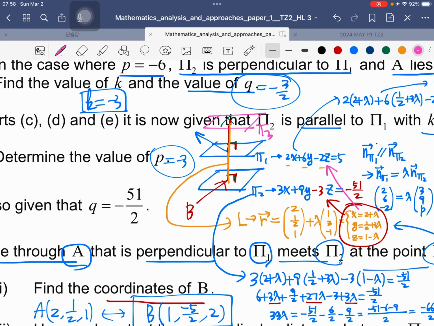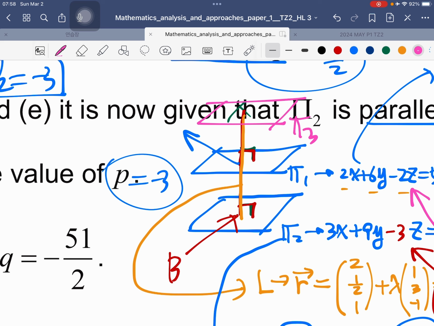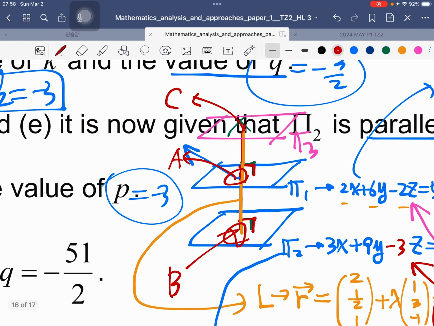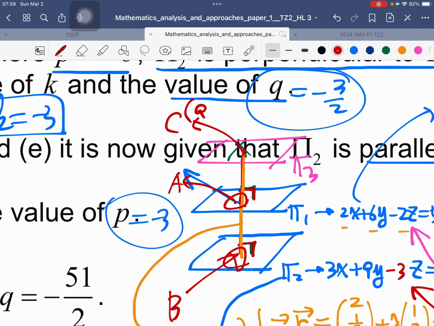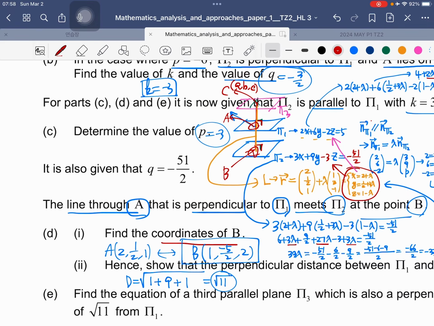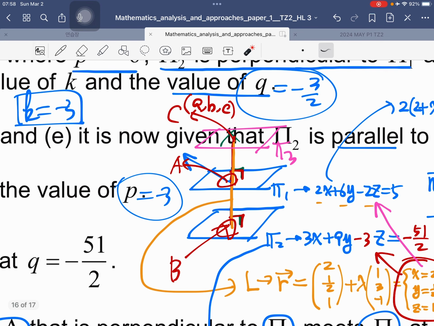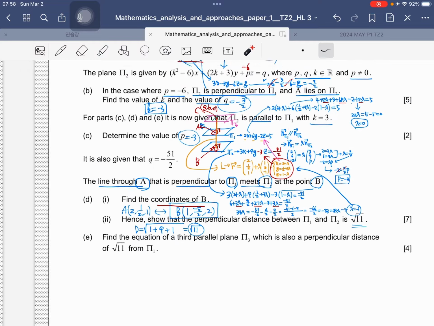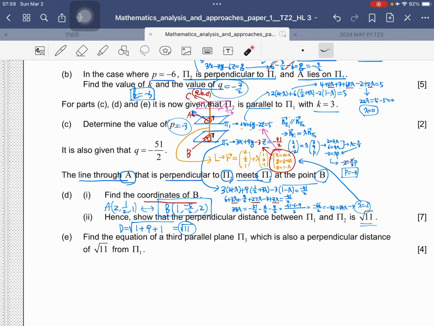So let's make this point A, right? This is A point. This point is B. Let's make this point C, with coordinates a, b, c. So what makes sense is, this point A is right in between C and B, because this distance is square root 11 and this distance is square root 11. So A is right in the middle of points C and B. So we know C and B.